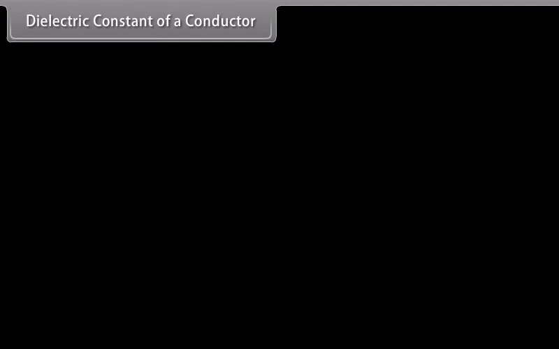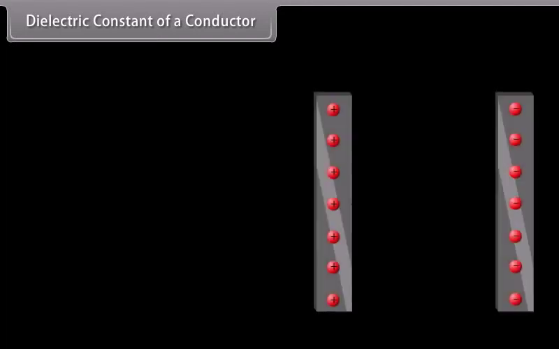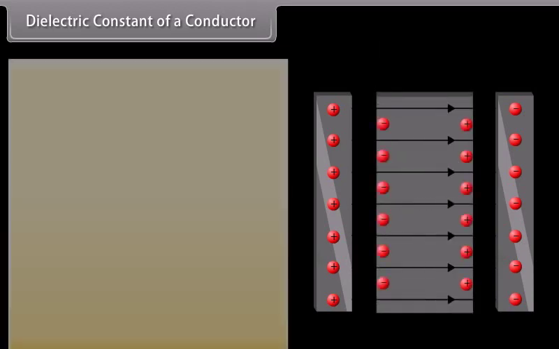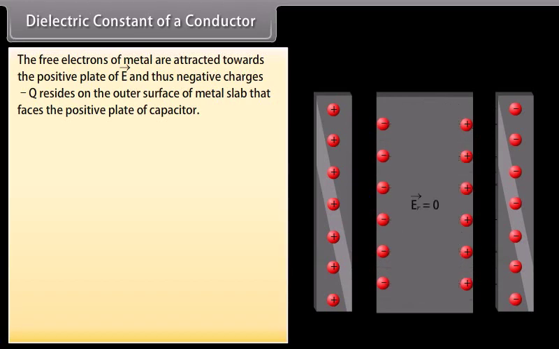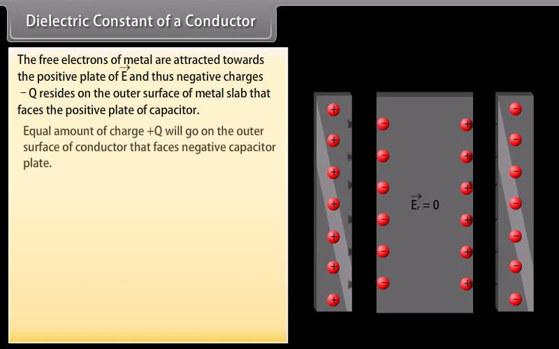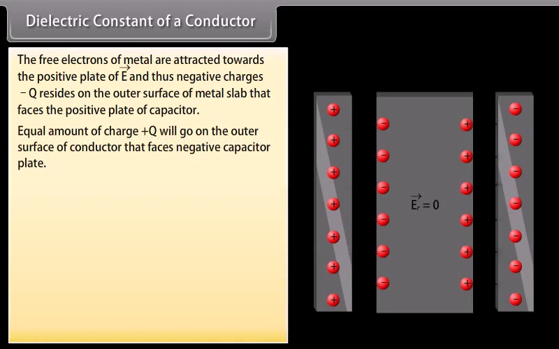Dielectric constant of the conductor. Let us consider an external uniform electric field E between two charged capacitor plates. Now a conducting slab is introduced in the field. The free electrons of the metal are attracted towards the positive plate and thus negative charge minus Q resides on the outer surface of the metal slab that faces the positive plate of the capacitor. An equal amount of charge plus Q will go on the outer surface of the conductor that faces the negative capacitor plate.